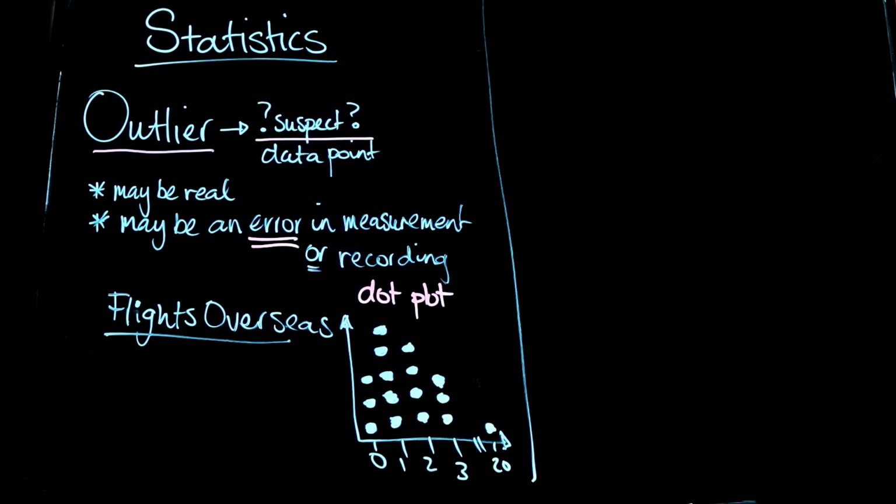overseas somewhere, but this could be a real response from someone that you selected at random, and they might do a lot of traveling for business, for example, and their response is, I've been overseas 20 times. Okay, so that's real, and you cannot discard that data point.